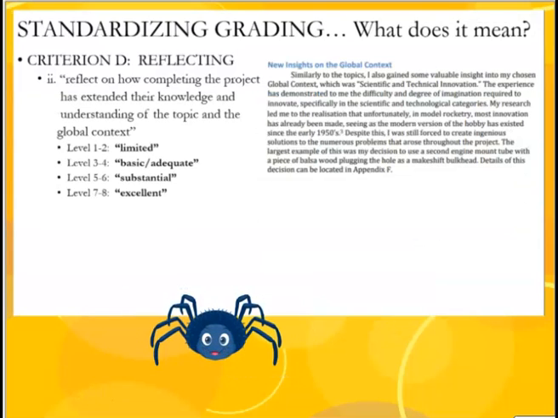Continuing on with Criterion D, Strand 2, here is an example of how a student can evaluate his knowledge and understanding of the global context, connecting it to his goal by using meaningful examples, and providing detailed descriptions and insightful explanations. Notice he specifically mentions his global context. He also describes challenges in regards to innovations. This is an excellent example of reflection regarding global context.